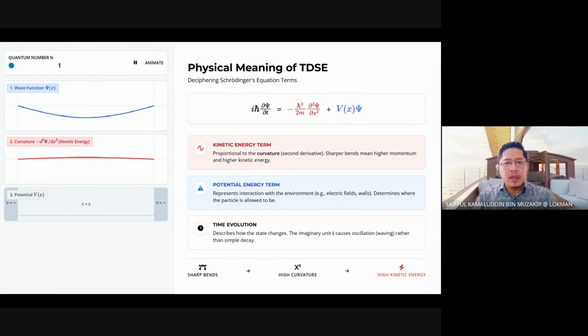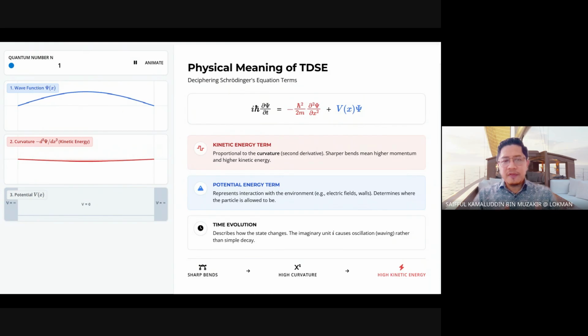What I want you to notice is that the wave is not bending randomly. The curvature tells us something about the kinetic energy contribution in the equation. When the curvature changes, the kinetic term changes as well. You can start playing around with the sliders, right? This simulation helps us connect the mathematics to a picture.